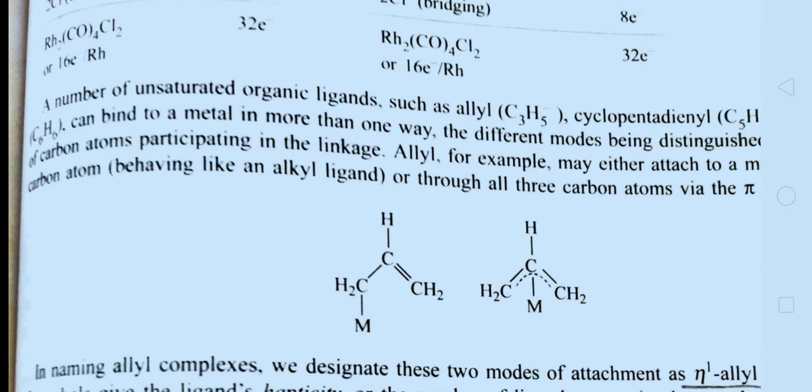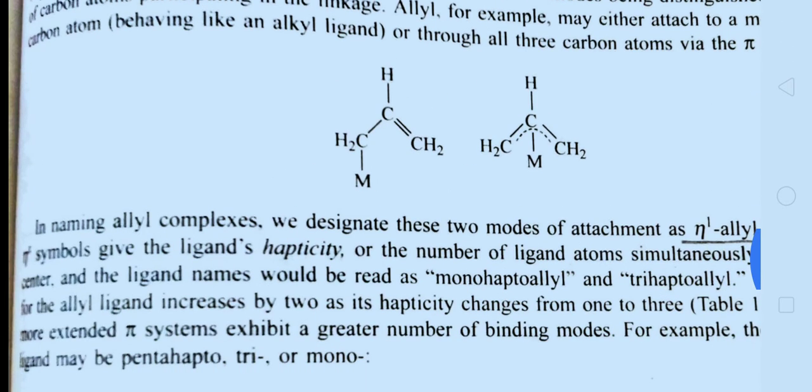These can bind to a metal, but their binding with the metal is different. In the case of the allyl group, it can bind to a single metal atom, and also all 3 carbon atoms can be bonded to the metal atom. Here their naming can be written as eta 1 allyl, where eta shows the hapticity. Hapticity is the number of ligand atoms simultaneously attached to the central metal atom.